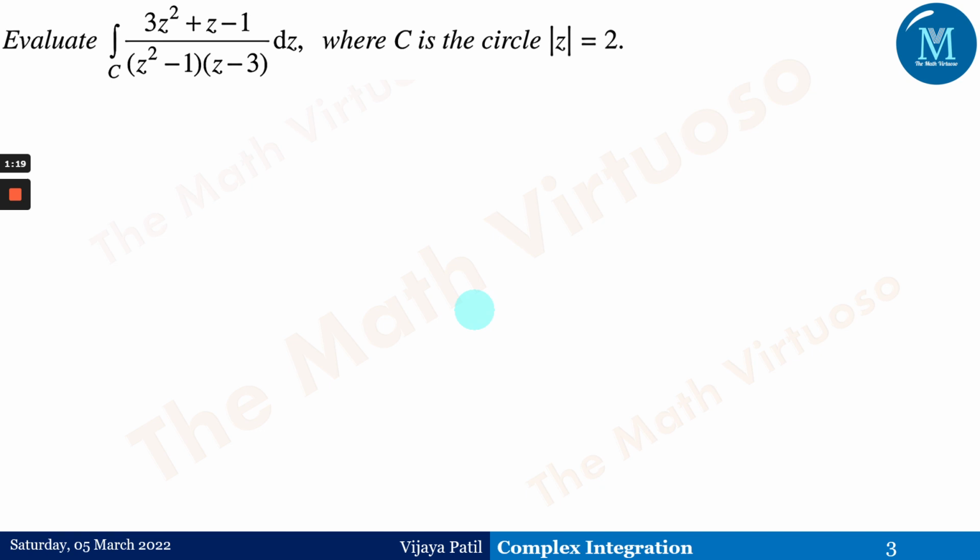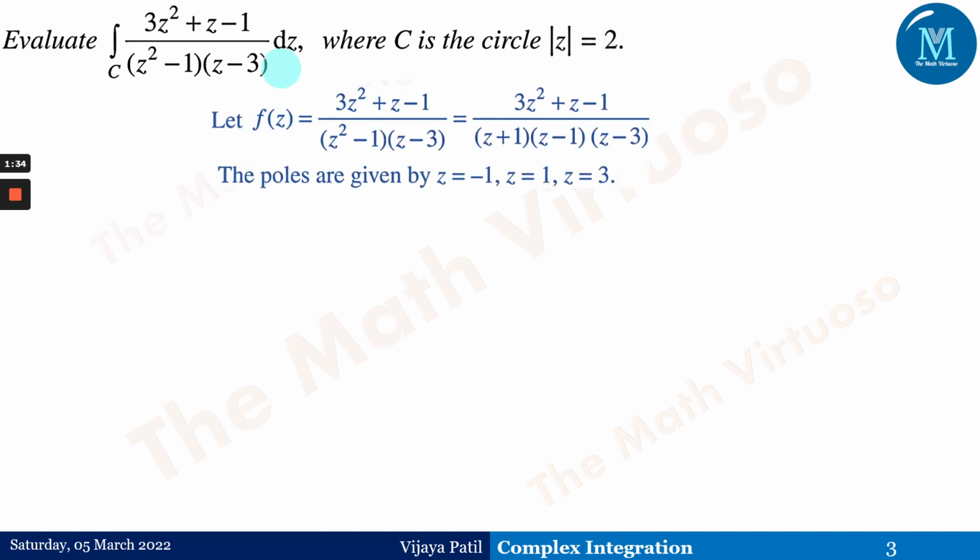Now evaluate the integration of (3z square plus z minus 1) upon (z square minus 1) into (z minus 3) over the curve C dz, where C is the circle mod of z equals 2. Let this integrand be the function f of z. Z square minus 1 can be split, as a square minus b square is (a plus b)(a minus b), and z minus 3 stays as it is.